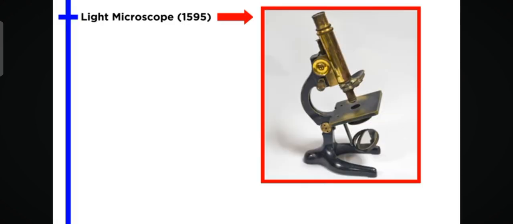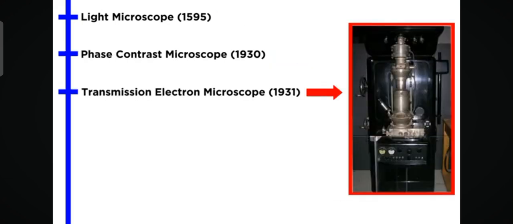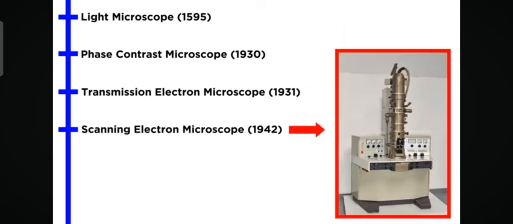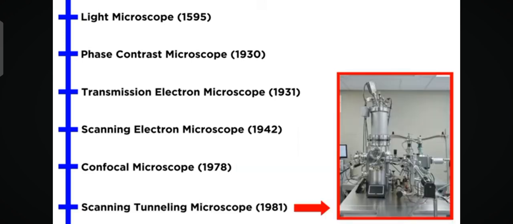First, there was the evolution of the microscope from light or optic microscope to the phase contrast microscope in 1930. Then, the transmission electron microscope in 1931, followed by the scanning electron microscope in 1942. Finally, in the latter half of the century came the confocal microscope in 1978 and the scanning tunneling microscope in 1981.